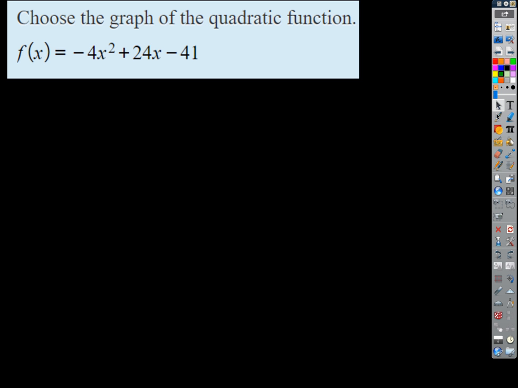If I gave you, like yesterday, I probably gave you a function like this, different one. What if we had something like -3 times the quantity x plus 2 squared plus 5? You guys can graph that. How would you go about it?